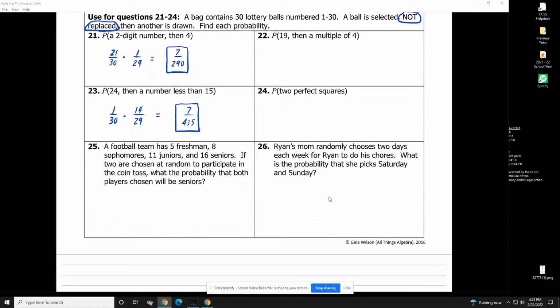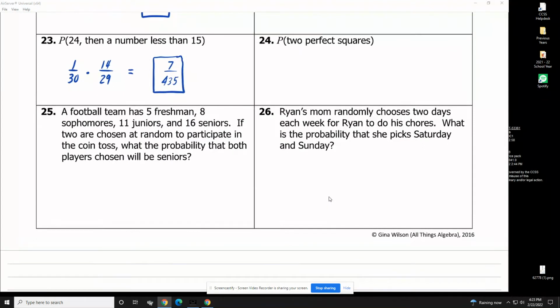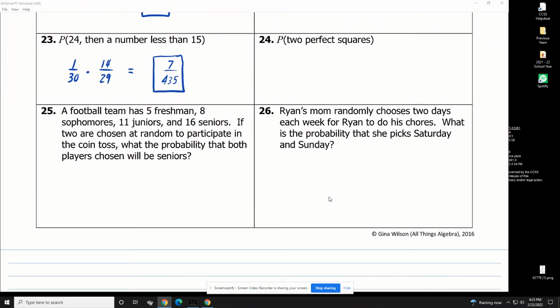And then number 25, let me do that one. It's not that this one was hard. I just wanted to finish up here. It says all this information, which is going to be important because I need to know what my total is. So 5 plus 8 is 13. 13 plus 11 is 24. 24 plus 16 is 40. So my big number here is 40. My bottom number is 40.